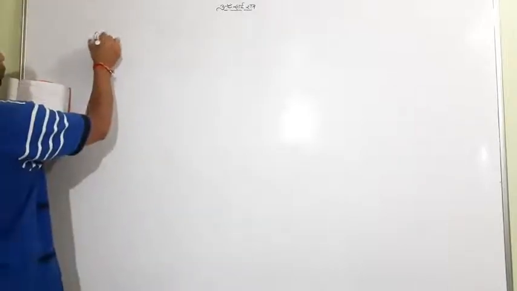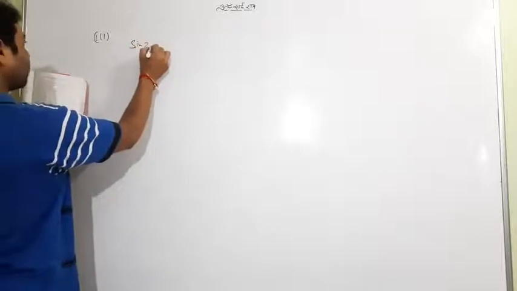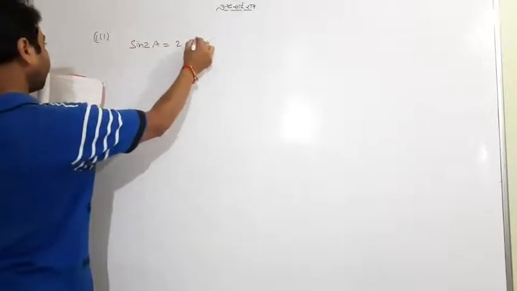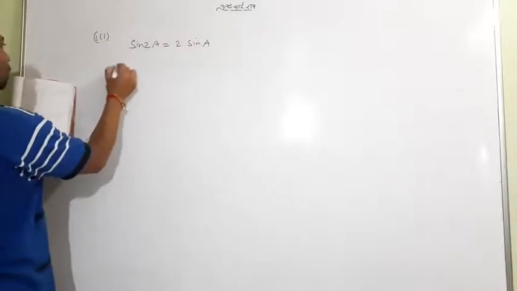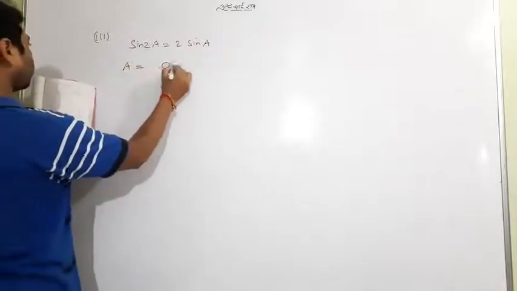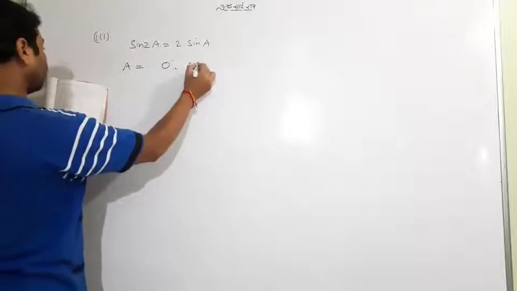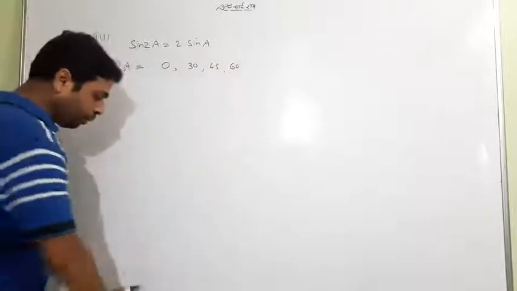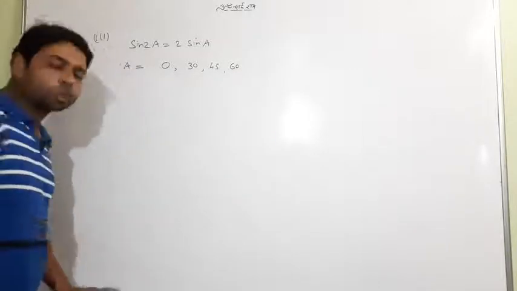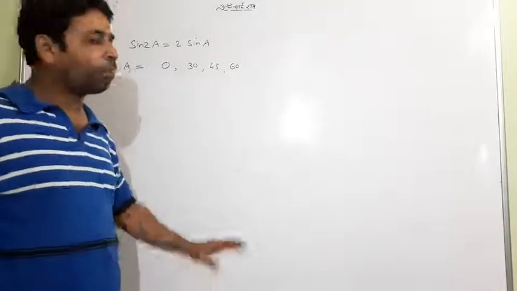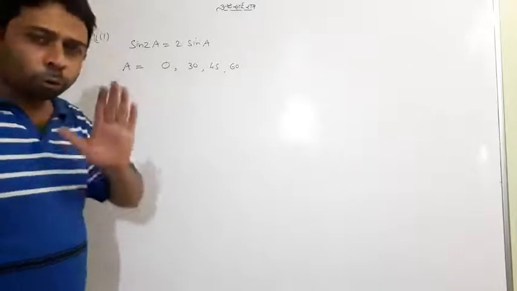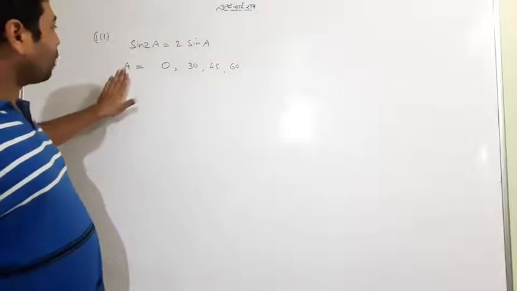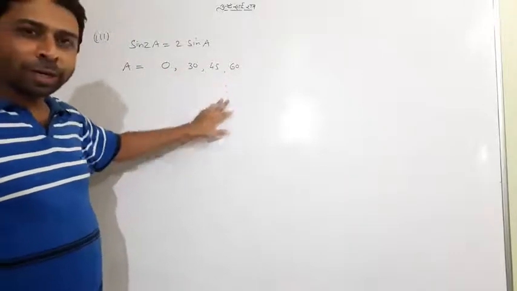Look, I tell you some in a different aspect: sine of 2A is equal to 2 sine A, and what is A? So A equals, and we have 4 options: first 0 degree, second 30 degree, 45 degree and 60 degree. Let me speak frankly: we are given this particular sine 2A equal to 2 sine A, and we are told to find what A is.